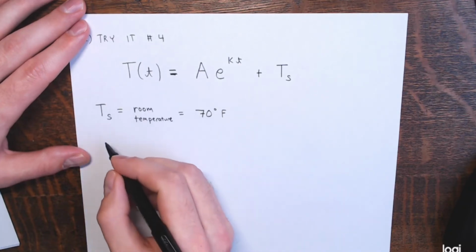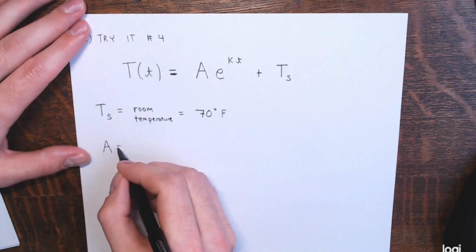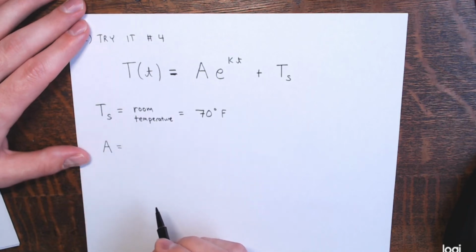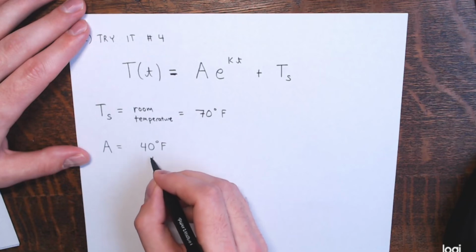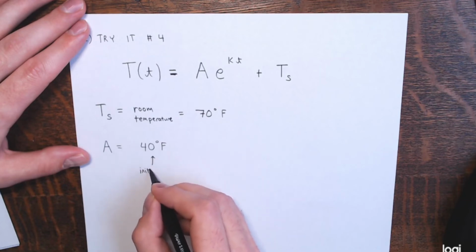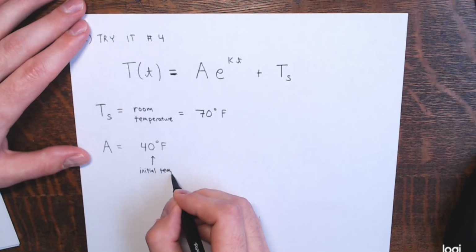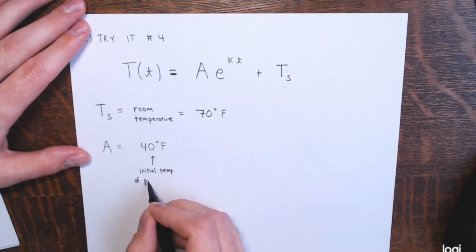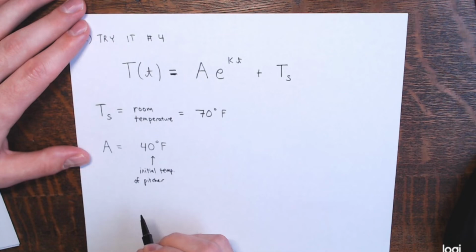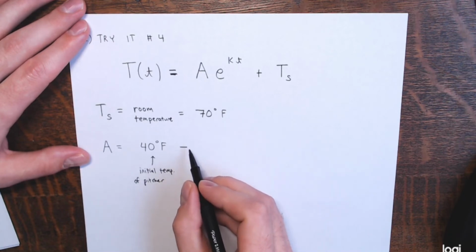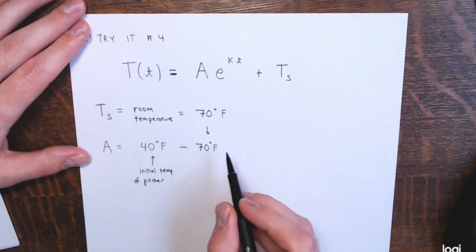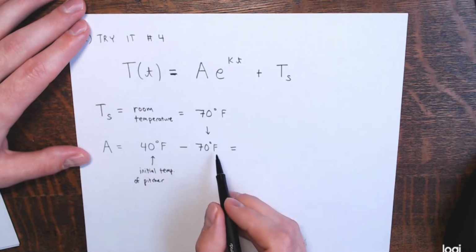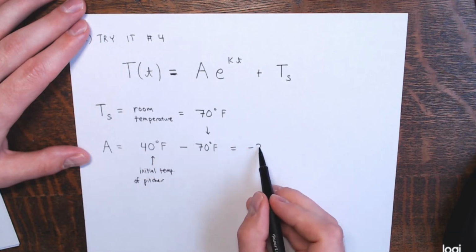The value of A is the initial temperature of the pitcher of water, so 40 degrees. This is the initial temp of the pitcher, of our object. And the difference between that and the temperature of the surroundings. There's that room temperature again. So yeah, this ends up being negative. 40 minus 70 is negative 30. So I'm going to use that for A.